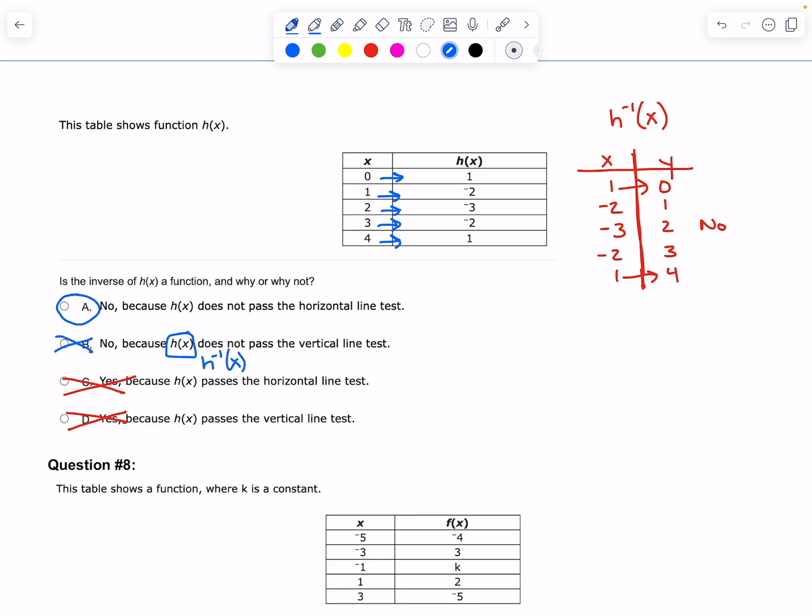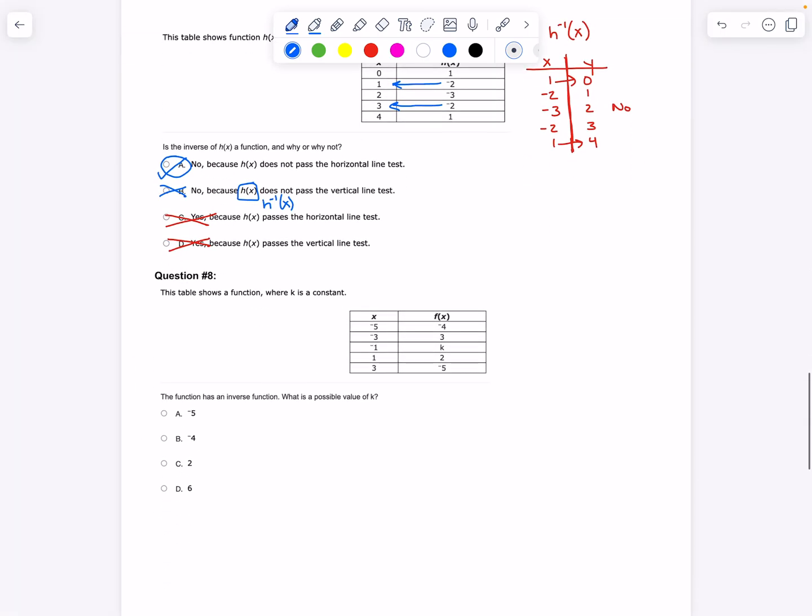So think about the inverse of the vertical line test is the horizontal line test. And so this one would not pass the horizontal line test. In other words, if you went backwards, like notice if I go backwards and say the y values have to go with only one x value, and that is not true. So it's definitely answer choice A.